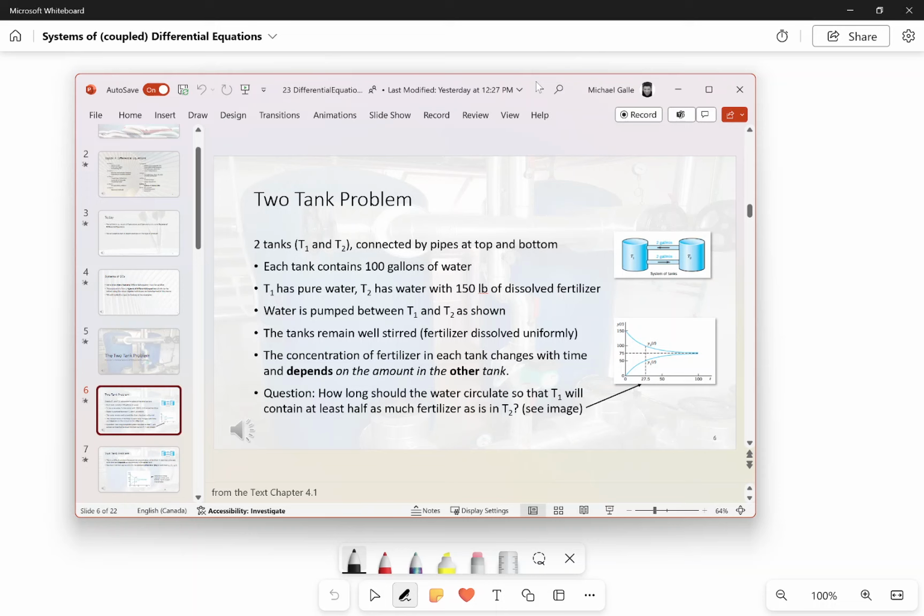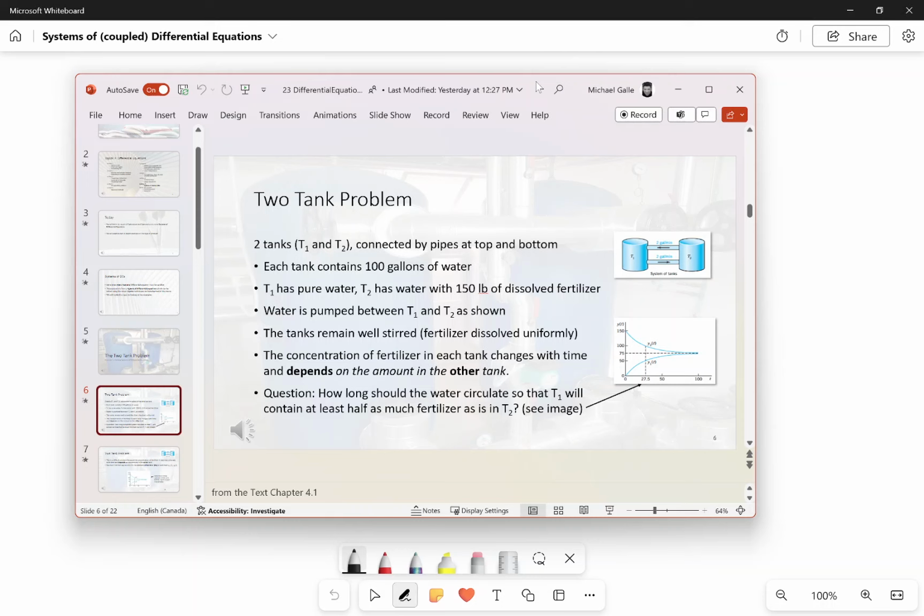And in tank 2, you have water, but you have some dissolved substance. In this case, we'll use fertilizer, but it could just as well be salt, sugar, whatever. And the two tanks are connected such that there's flow between the two tanks, from one tank to the other. In this case, we're going to have 2 gallons per minute going from tank 2 to tank 1 and 2 gallons per minute from tank 1 to tank 2.